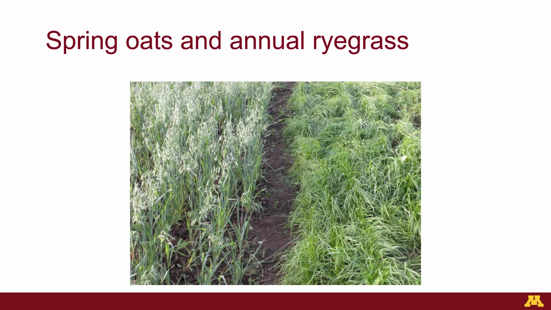Spring oats and annual ryegrass are examples of cool season annual grasses. If oats is used for grazing, it should be grazed while vegetative and harvested before flowering.